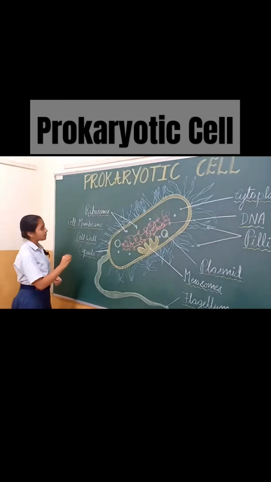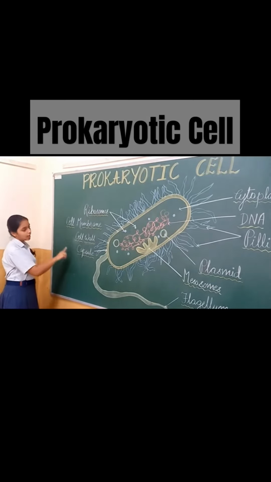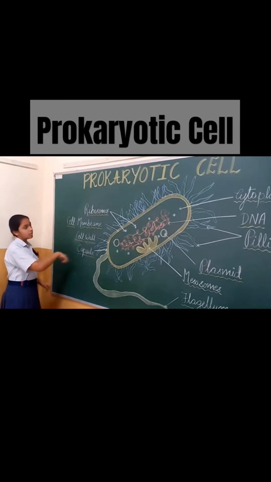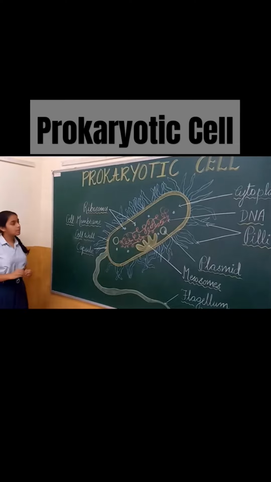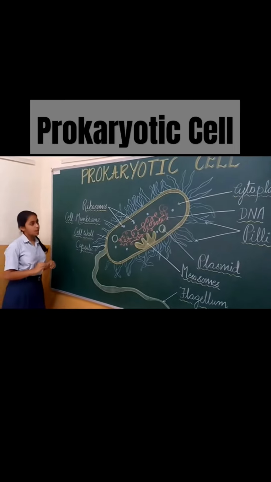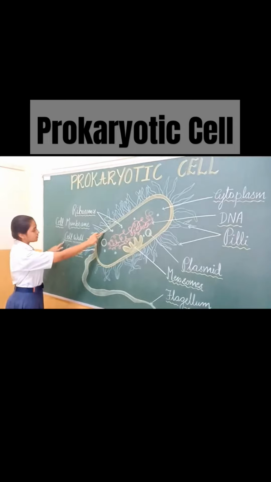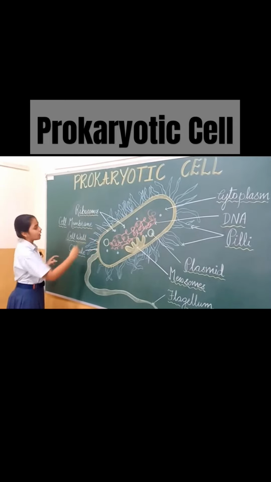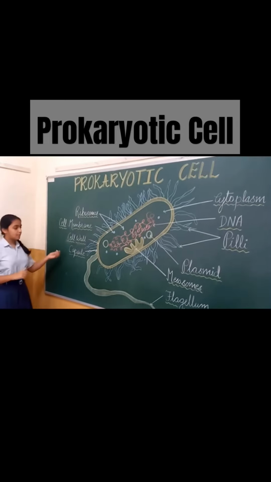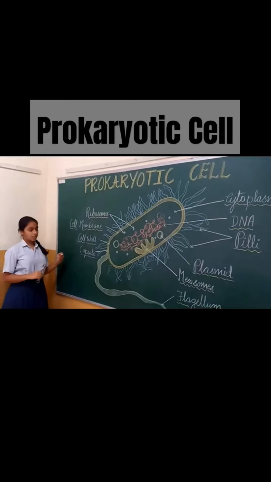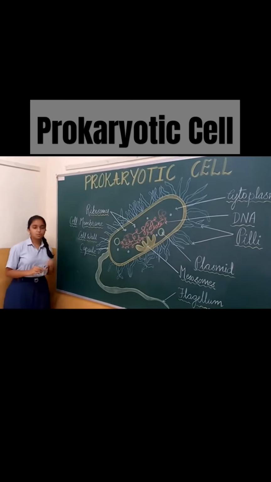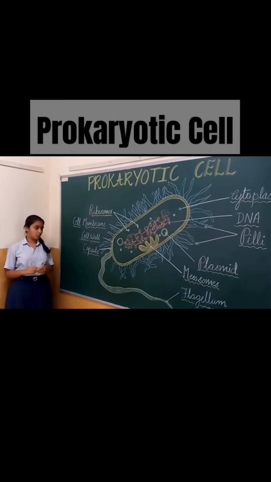The cell envelope comprises the cell membrane, cell wall, and capsule. So these three layers together comprise the cell envelope. So the cell membrane is the innermost layer, the cell wall is the middle layer, whereas the capsule is the outermost layer. Capsule is a type of glycocalyx. Glycocalyx has two types, slime layer and capsule.